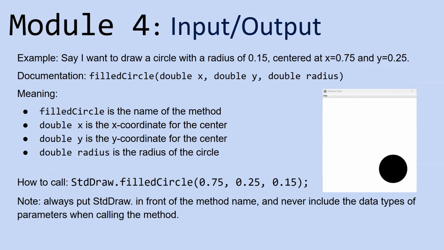And then you also never include the data types of parameters when calling the method. So if I try to do StdDraw dot filledCircle double 0.75, I get an error because Java knows that 0.75 is a double. I don't need to say double 0.75. The reason documentation says double x, double y, double radius is just so that you know the data type it needs whenever you're calling it. Documentation pretty much just copies and pastes the method header. And we'll get to what headers slash signatures mean in the next module, when we get to that part of the review. Cool.